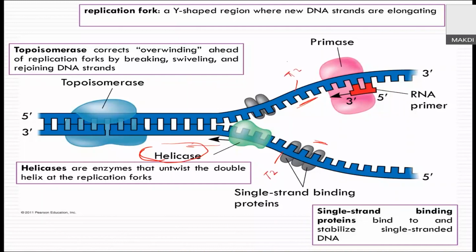So one template will become the leading strand, continuous. The second template is lagging. So it is made fragment by fragment. So we call those fragments Okazaki fragments. Okazaki is the scientist that discovered this mechanism. Japanese.